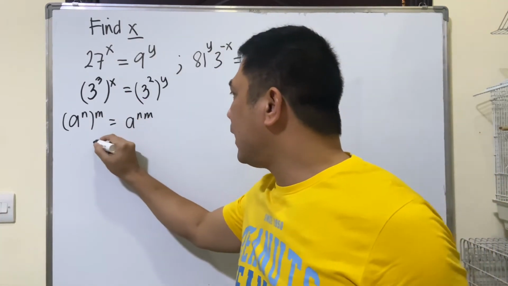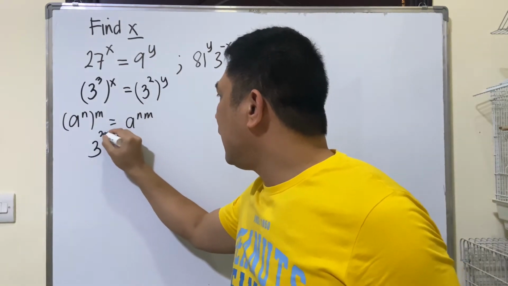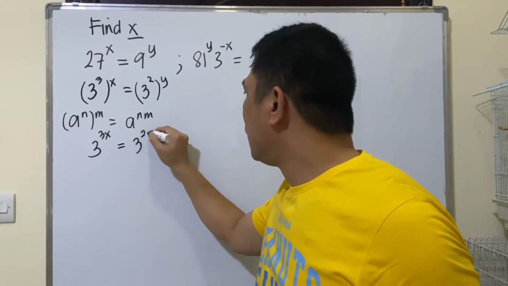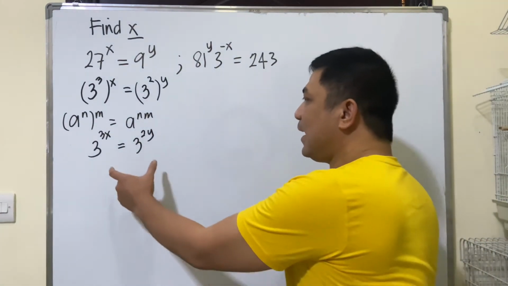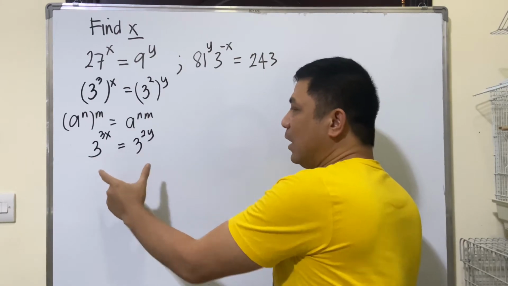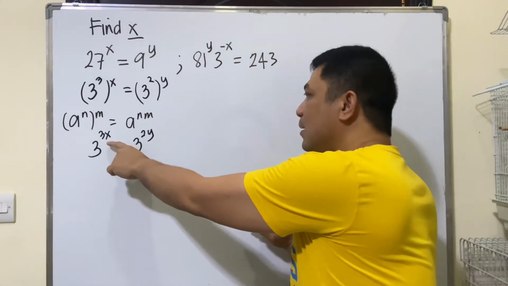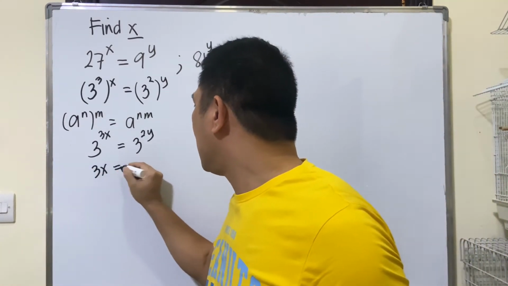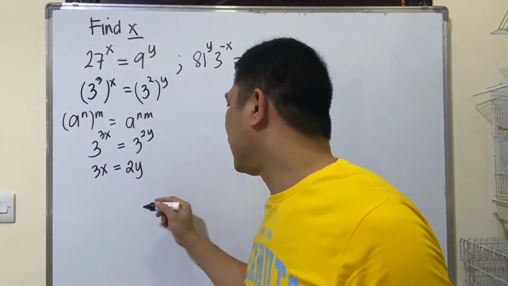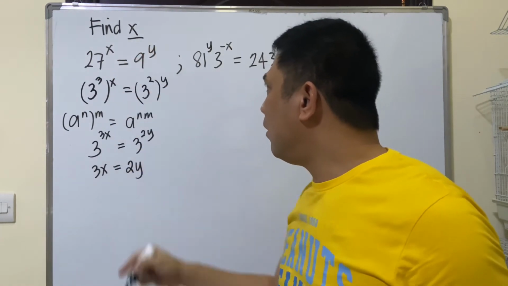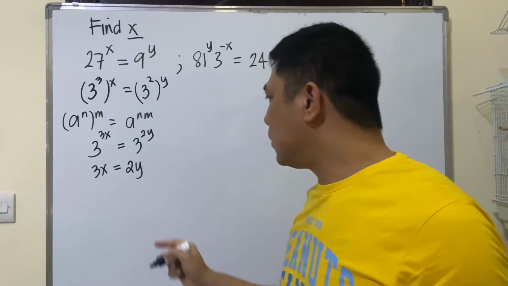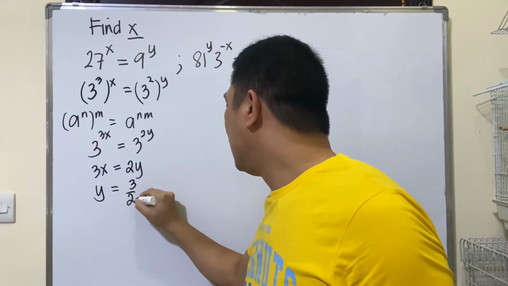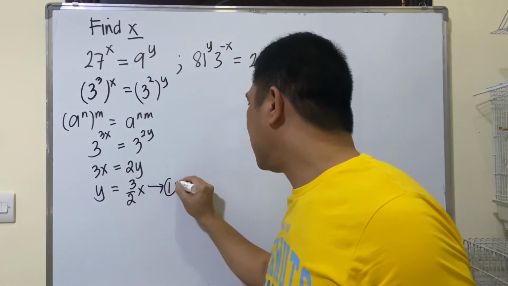So again, here we can have it now like the equation is 3 raised to 3x, so we can multiply them, and then 3 raised to 2y. Since they have the same base, we can now equate their exponents. That means you have here 3x is equal to 2y. Since we are asked to find the value of x, we have to express y in terms of x. So y then is equal to 3 over 2 of x. So this will be our first equation.